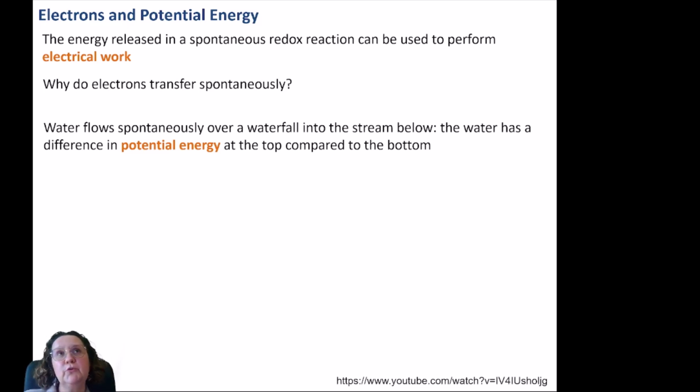The energy released in a spontaneous reaction, like for example, we were talking about endothermic and exothermic reactions, we were talking about heat. Heat release, heat being absorbed, exothermic and endothermic reactions. When you're looking at redox reactions, we're not talking about heat, you're talking about work, electrical work.